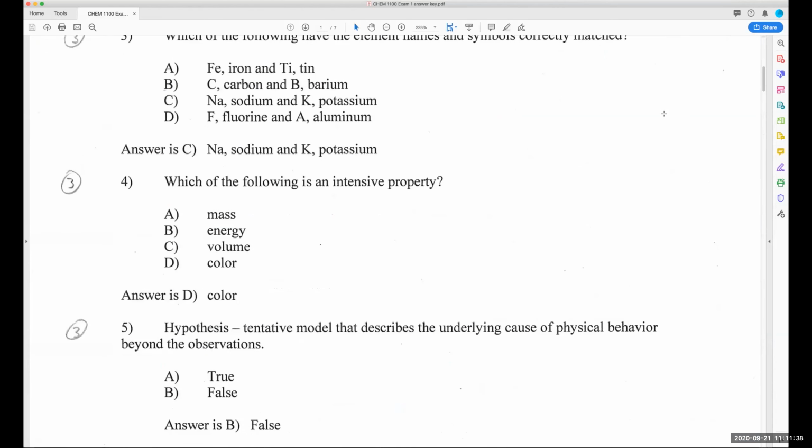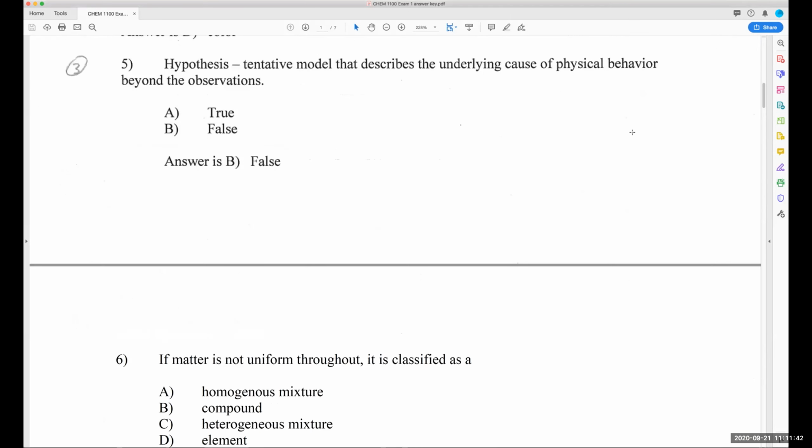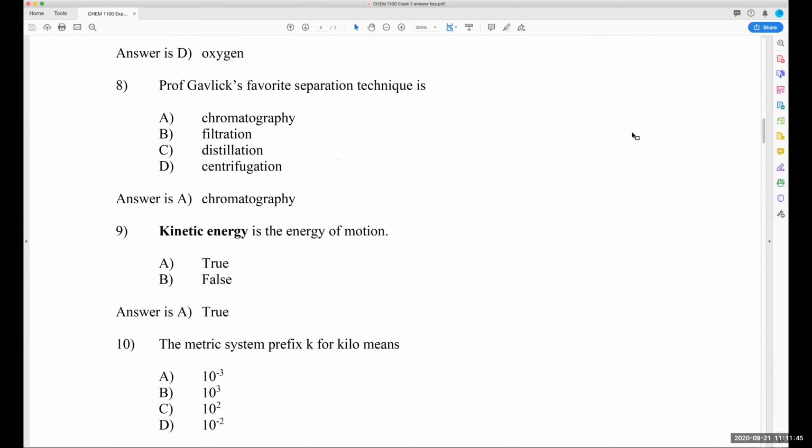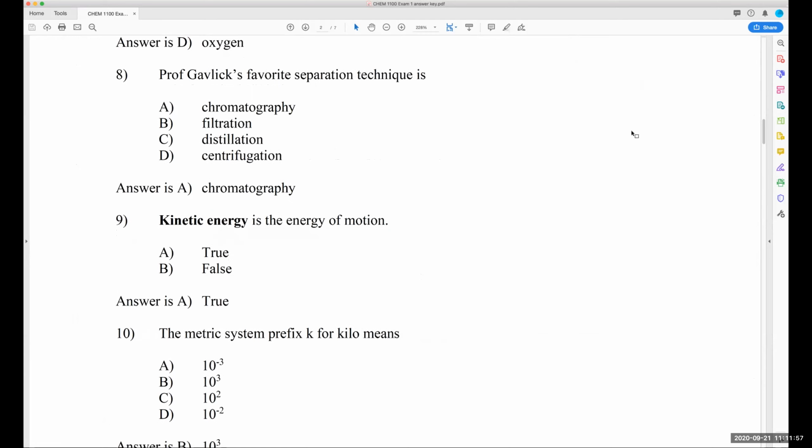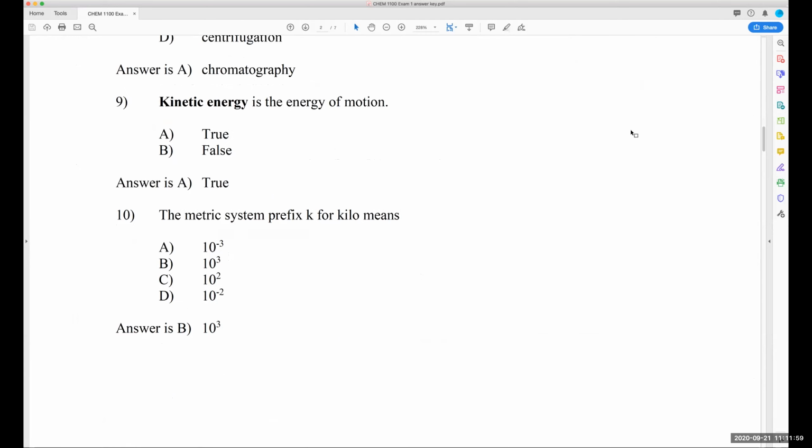Most prevalent element in the human body, that's oxygen. My favorite separation technique, I don't think anyone missed this, but it's chromatography. Kinetic energy, energy of motion. Prefix K for kilo, that's 10 to the third.